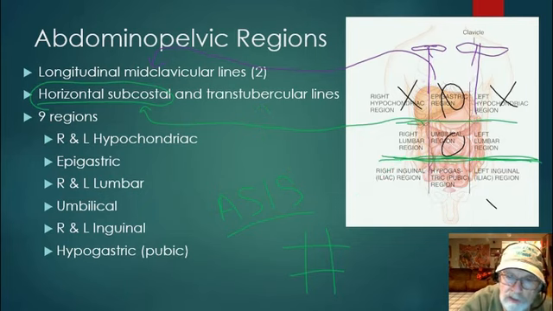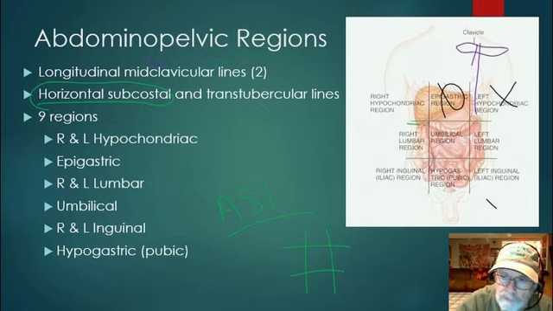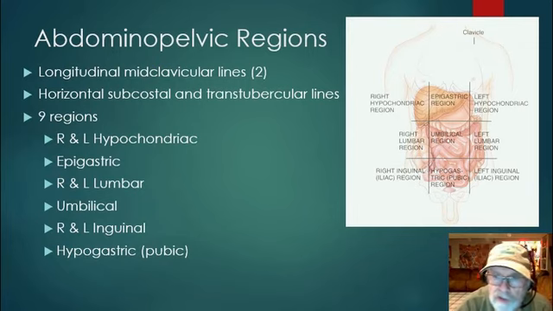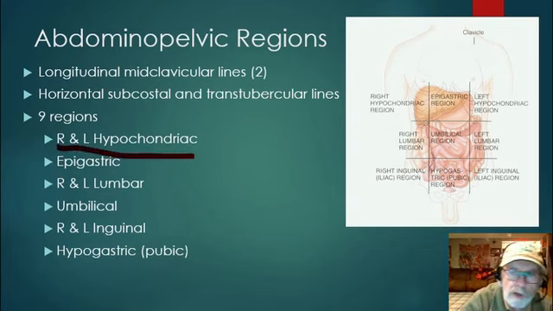Now we have these lines. Let's look at what we have to do with that, and how they've divided the abdomen. Let me get rid of all this garbage here. It divides the abdomen into 9 regions. Let's look and name these. First of all, we have the right and left hypochondriac.